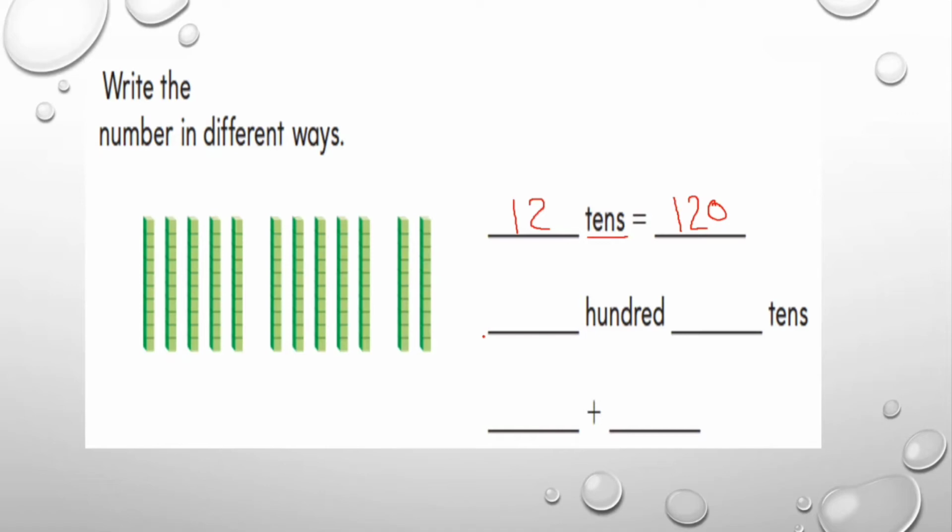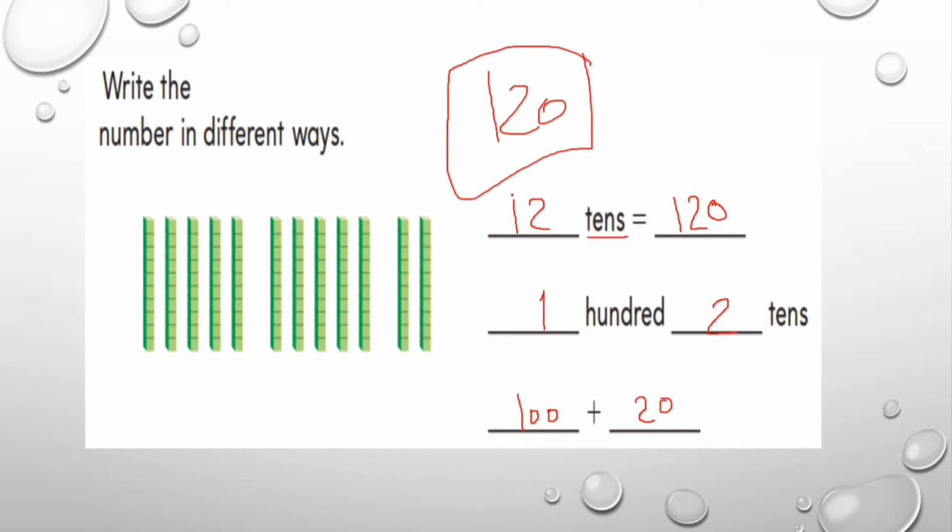Or how many hundreds do we have here? We have 100, right? And 2 tens. So we can write it like that: 100 plus 20. So the same number, the number here is 120. Okay, let's write it in the square here. So the number we have here is 120. We can write it like that: 12 tens. This is the first way. The second way, we can write it 100, 2 tens. And the third way, we can write it like that: 100 plus 20.